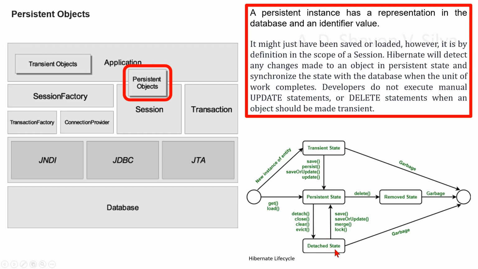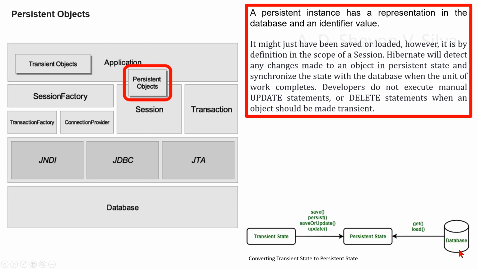The persistent state interacts with the detached state. Detach, close, clear, and evict methods are passed from the persistent state to the detached state. Saveorupdate, merge, and lock methods are from the detached state to the persistent state. Garbage is from the detached state.